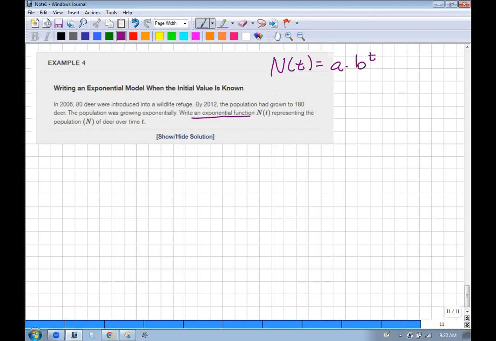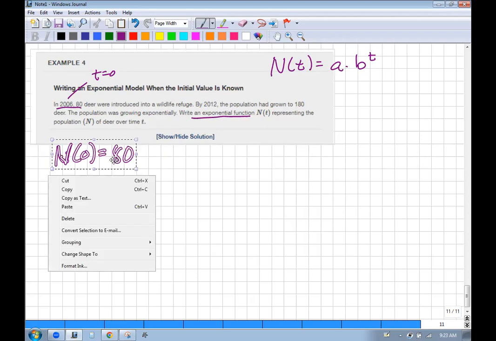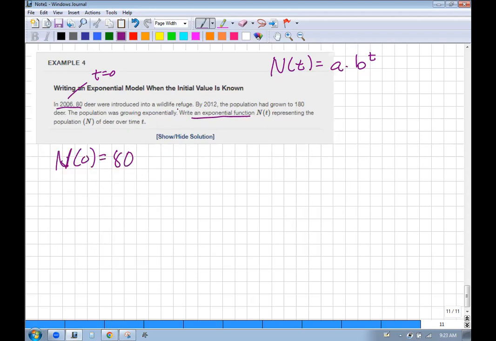T's are variable. So to figure out the formula, we need to find a and b. So we need 2 equations relating a and b because there's 2 unknowns, a and b. So if we have 2 data points, meaning just 2 points on the graph, that'll give us 2 equations and we can solve for a and b. So they say in 2006, we'll call this year 0. There were 80 deer. So we know that the population at year 0 is 80. And then in 2012, that would be 6 years later, the population is 180.